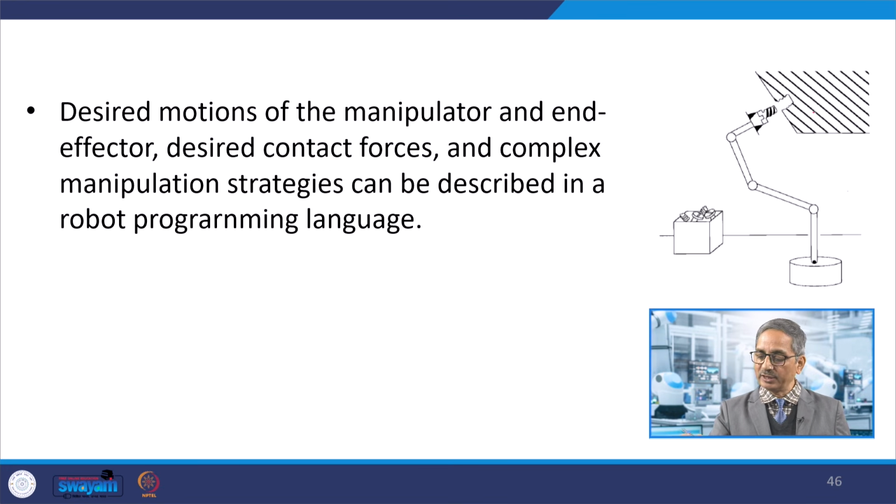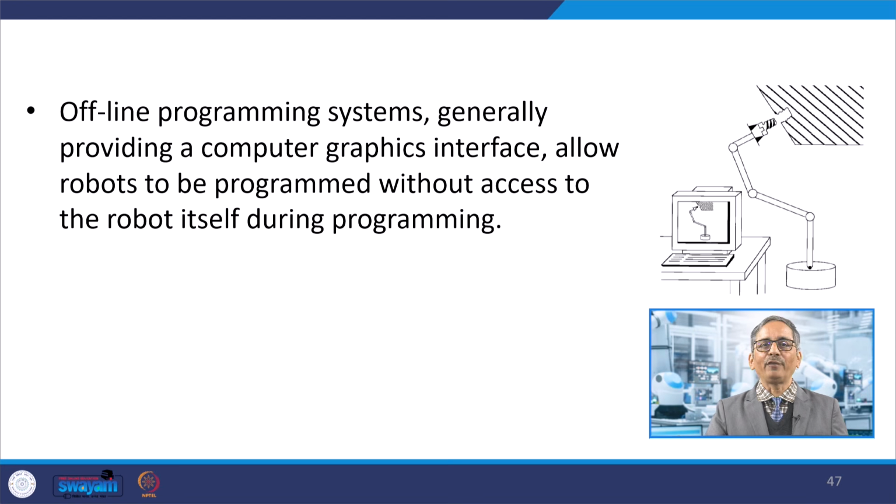Say, for example, here we try to tighten a screw in this object. In the offline programming system, as you can see over here, we do the offline programming and then we transfer this offline program to the robot console, and the robot executes this task.